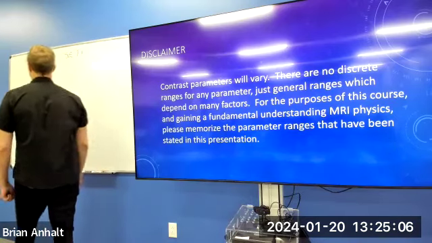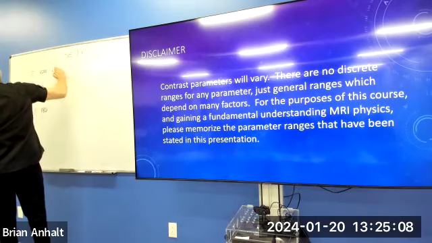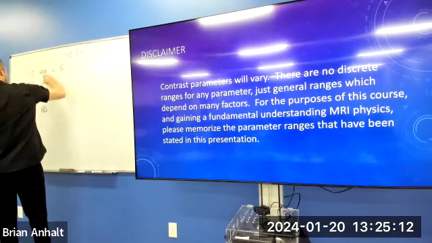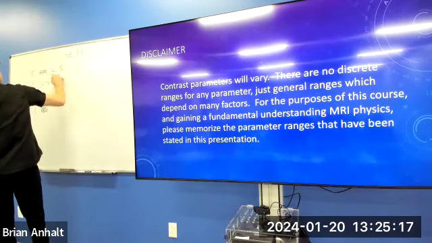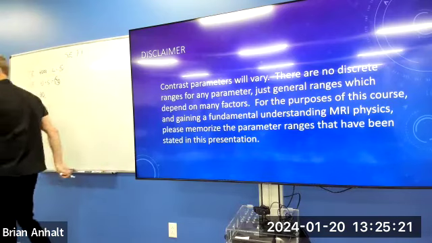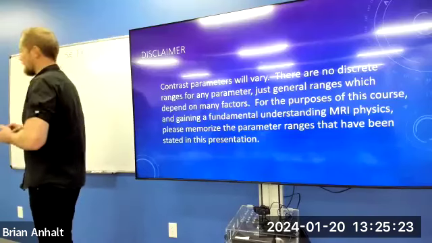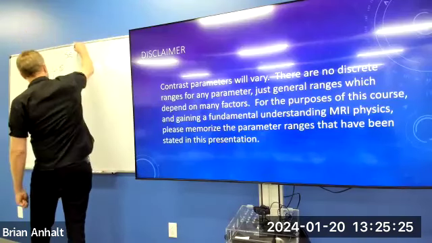Long or short? What's that done for us? Killed our T1. What is this, long or short? What has it done for us? It kills T2. It's destroying T2. It's getting rid of T2 contrast, right? So what do I have?